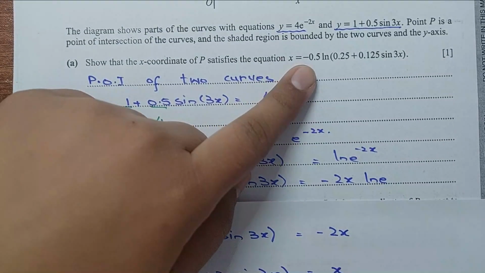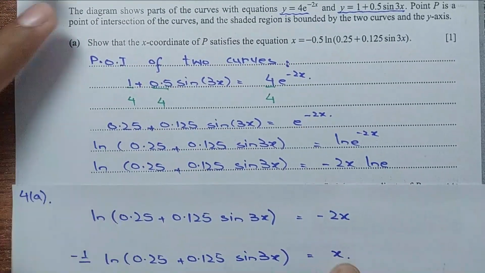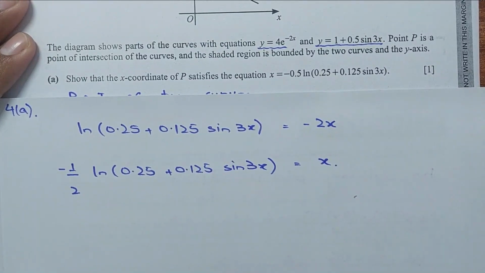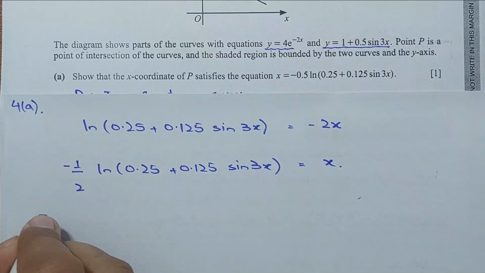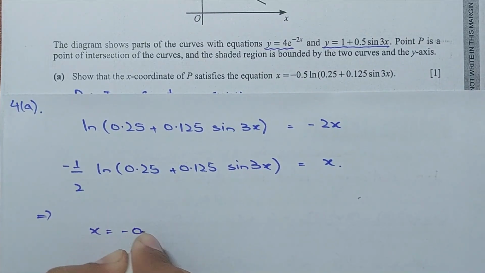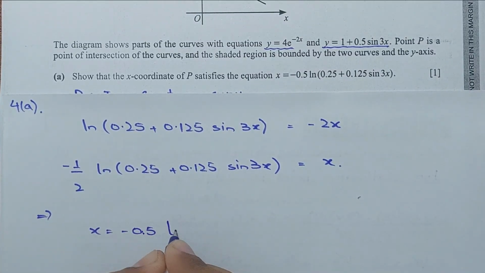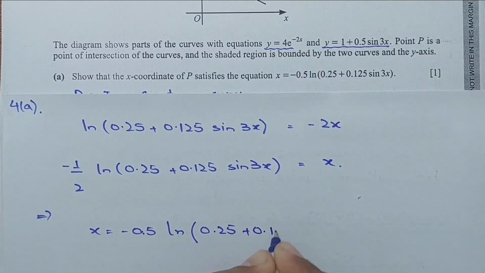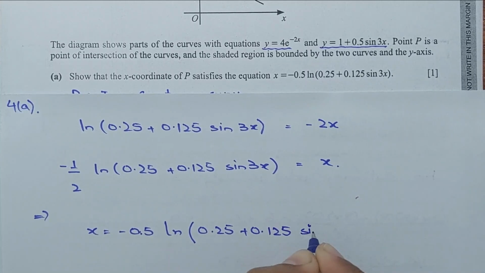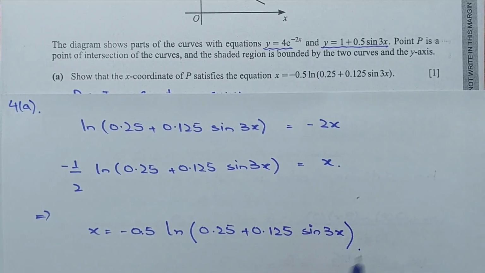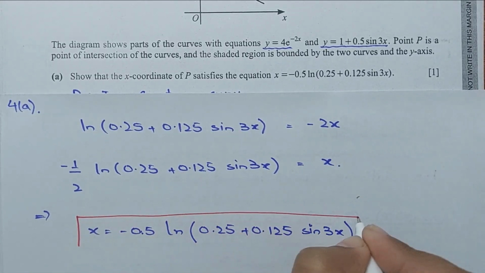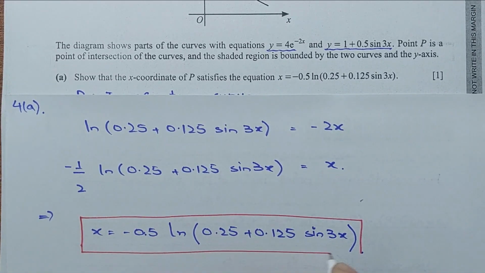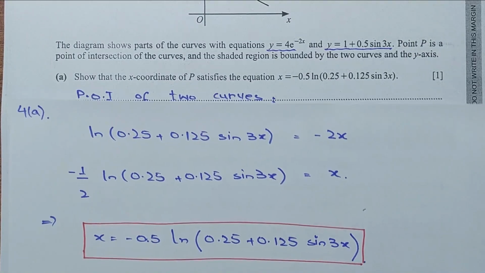Now for the x coordinate, if I compare both of them, you can see the 1 by 2 and the 0.25. So the x coordinate is negative 0.5 natural log of 0.25 plus 0.125 sine of 3x. This is your x coordinate. This proves the x coordinate of the point of intersection of the two curves.